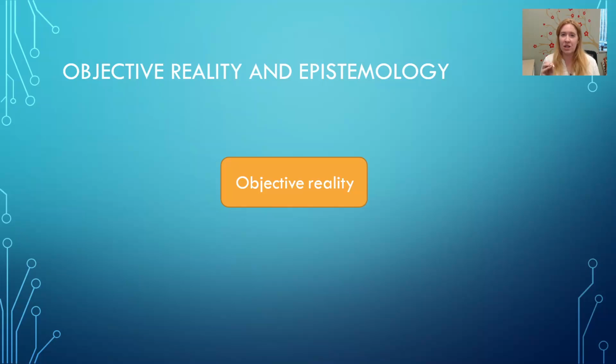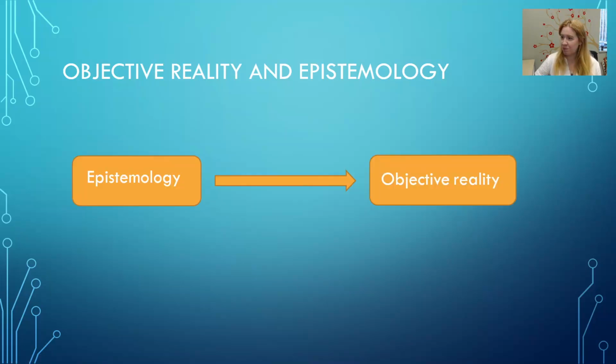Instead, we focus on this epistemology where we make an assumption that there is an objective reality. The book is real, that there are right and wrong answers to what's happening in the world. So that is the epistemology that we are going to be working with in this class.